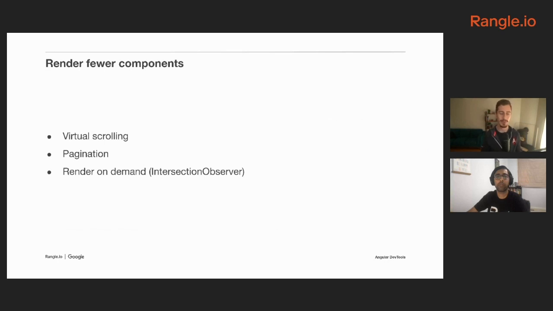So my recommendation when you have to deal with thousands of components would be to use, let's say, virtual scrolling. If you have a list, use pagination, or even implement a smarter rendering strategy by rendering components on demand, only when they're visible within the viewport.